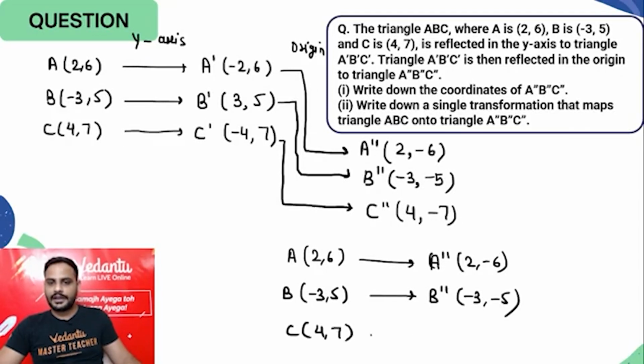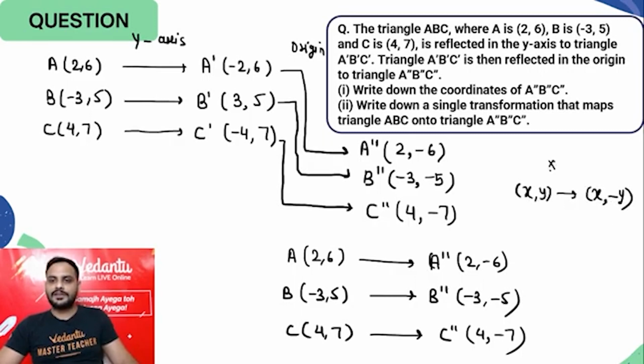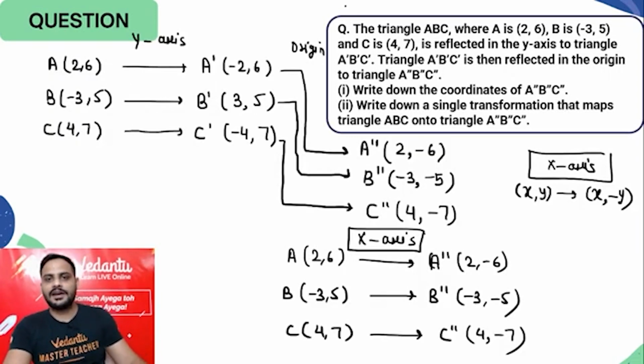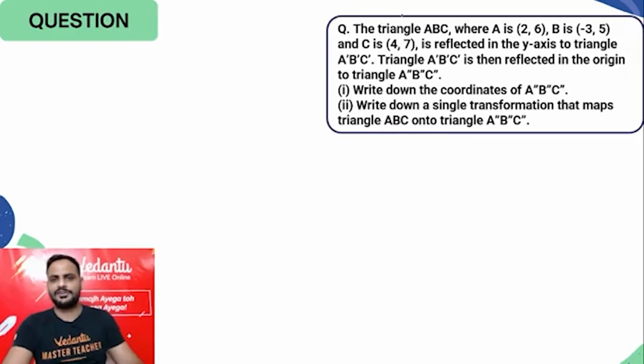So if you look at the coordinates, you will see that from A to A double dash, or B to B double dash, or C to C double dash, x coordinates are exactly the same, only y coordinates are changing sign. So when x coordinate remains same and y coordinate changes sign, that means the reflection is done under x-axis. So if you do the reflection under x-axis, directly you can map A to A double dash, B to B double dash, C to C double dash. Okay? So these are the kind of questions which are asked in this reflection topic.